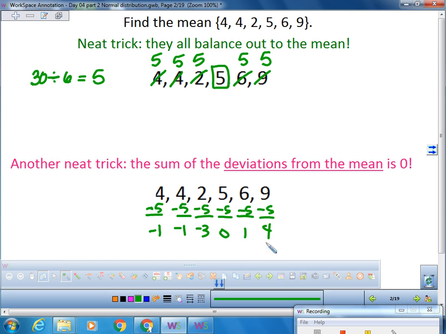Add all this together. What do you got? Negative 1, negative 1, negative 2 plus negative 3 is negative 5. Positive 5. So the deviations from the mean all add up to 0. Yes, you're right. We do square them when we're trying to find the standard deviation, right? But it's interesting that if you look at all the deviations from the mean and you add them up, you get 0.